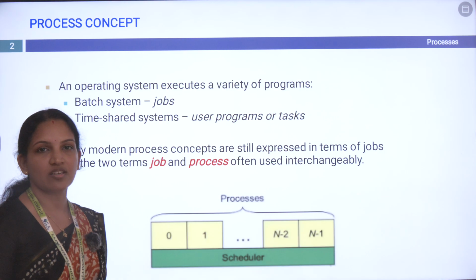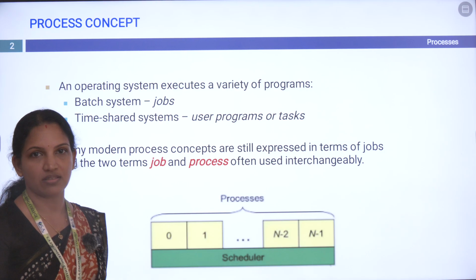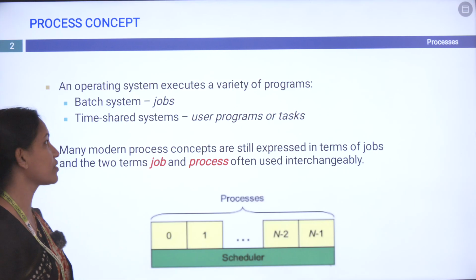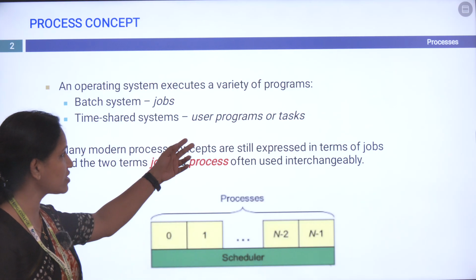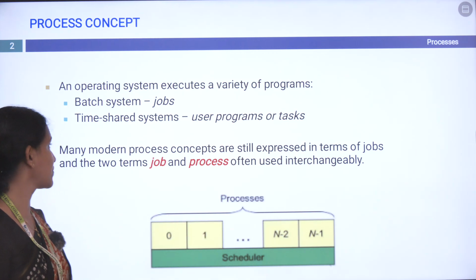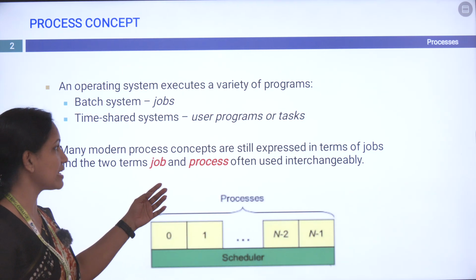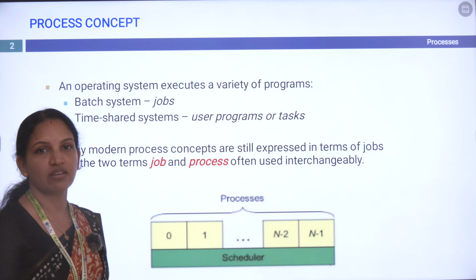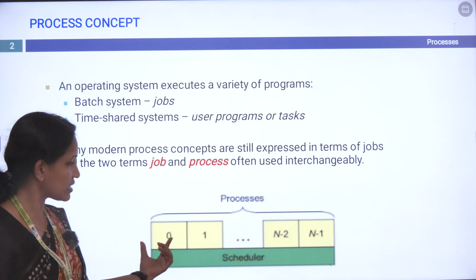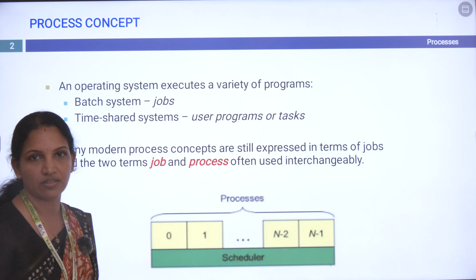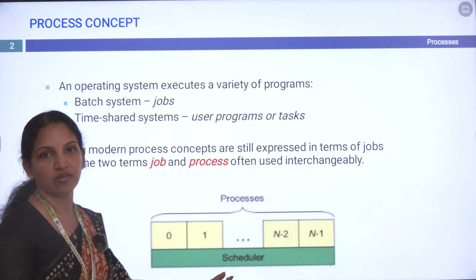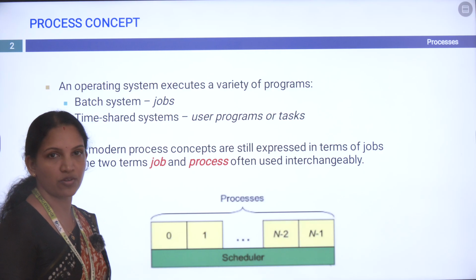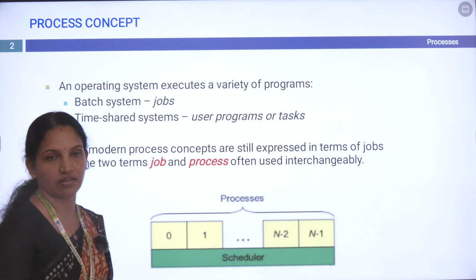So we know operating system executes a variety of processes. If it's a batch system, we can call them jobs, or if it's a time-shared system, we can call them either user programs or tasks. Many modern process concepts are still expressed in terms of jobs, and the two terms job and process we can use interchangeably. So basically the system contains n number of processes, and there will be a scheduler program which is responsible for selecting one particular process for execution, and that process will be allocated the processor.